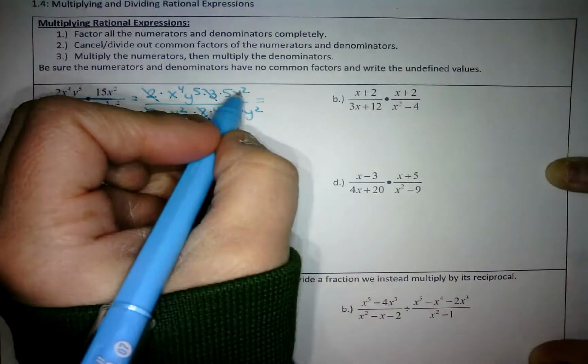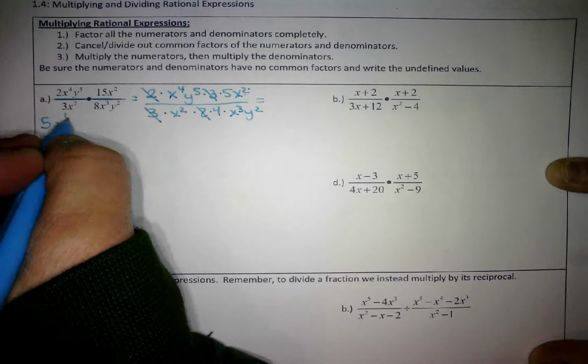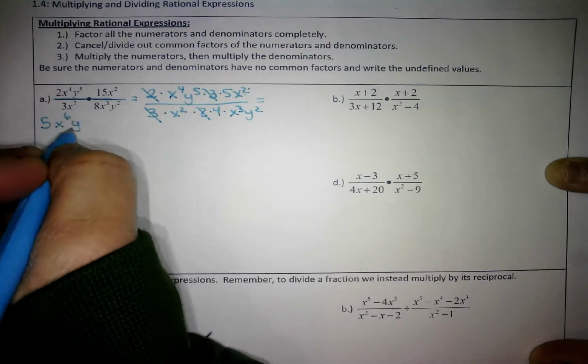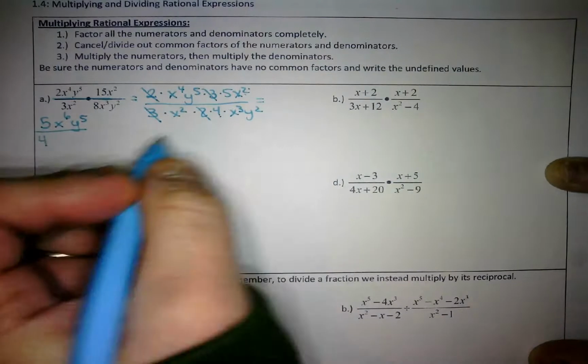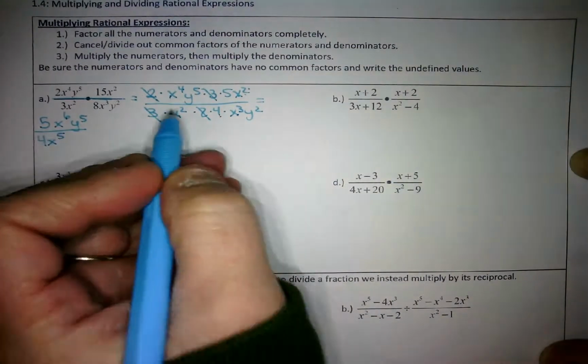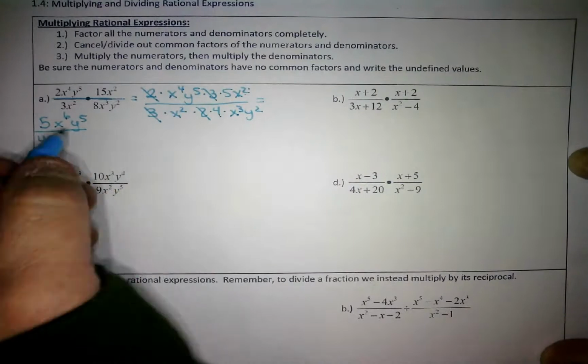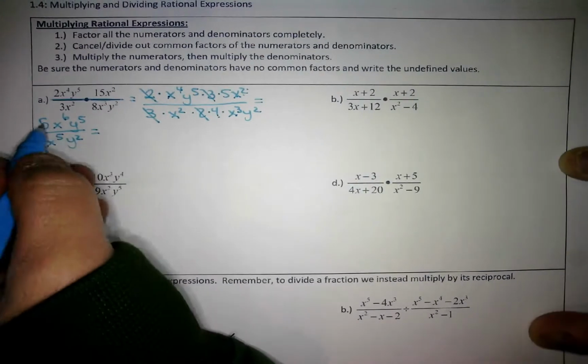Alright, so now I'm going to have 5. And up here I have x to the 4th times x squared, which is going to be x to the 6th. Y to the 5th over, down here I have a 4, I have x squared and x to the 3rd, so that's going to be an x to the 5th. Remember, when you're multiplying you add. Okay, y squared.